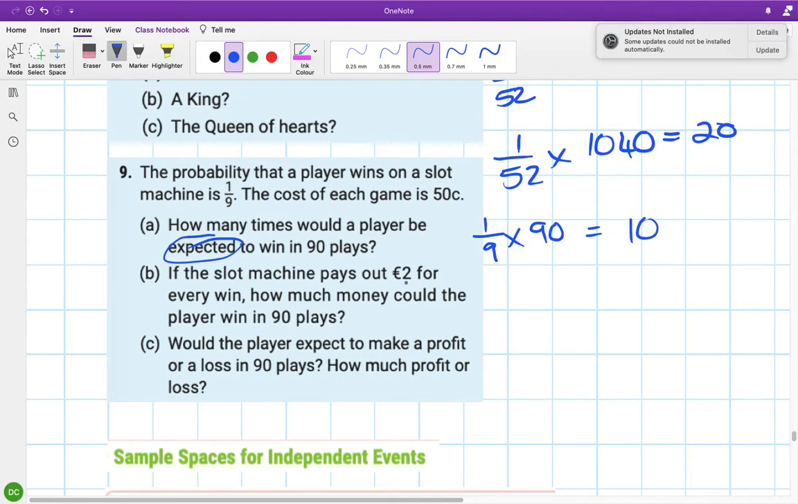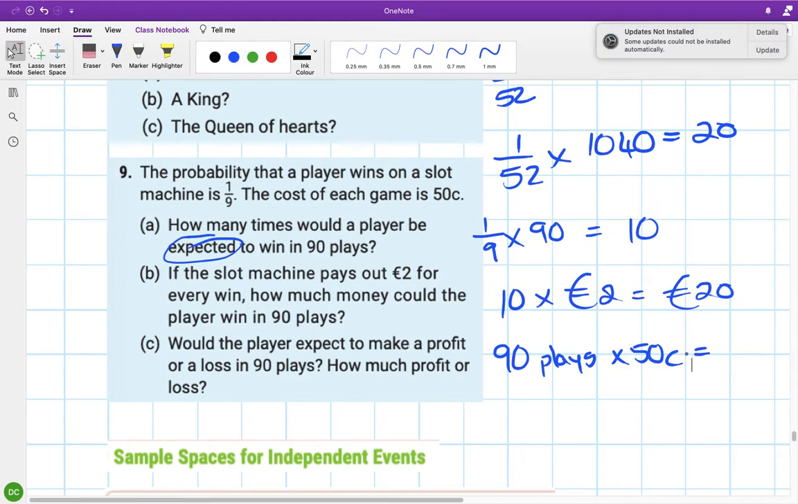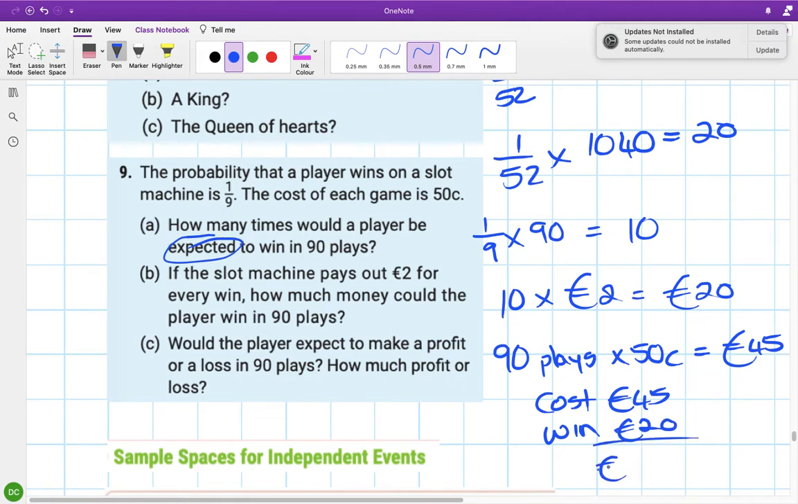If the slot machine pays out €2 for every win, how much money could the player win in 90 plays? It pays out €2 for every win, and we're expecting 10 wins. So that's €20. Would the player expect to make a profit or a loss in 90 plays? Okay. If they play 90 times and it costs 50 cents a game, that is €45. We are expecting them to win €20. So the cost to play is 45, the win we're expecting is €20, so that is a €25 loss.